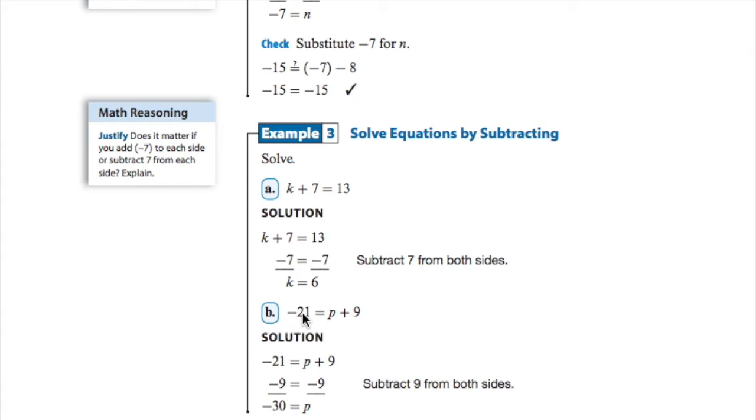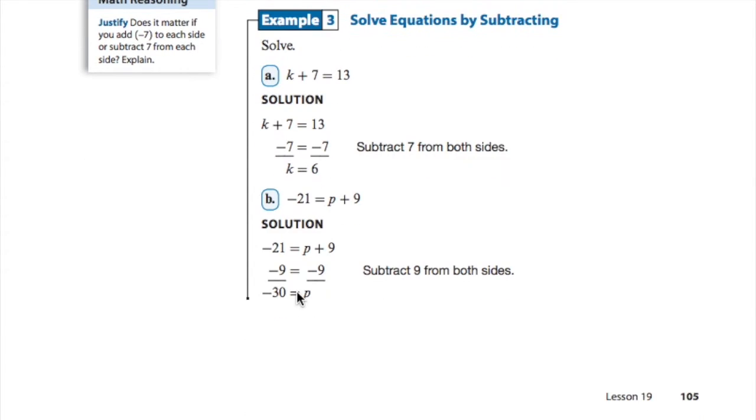Letter B, negative 21 equals p plus 9. It says plus 9, so I know I need to do the opposite of plus 9. The opposite of plus 9 is minus 9. And what I do to one side, I do to the other side, I do to both sides. Plus 9 minus 9, those would cancel. Negative 21 minus 9, same sign sum, add them up, negative 30.